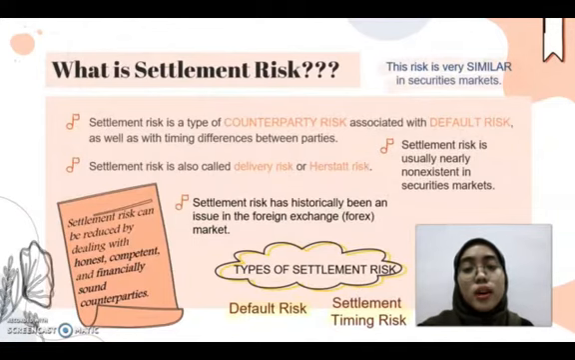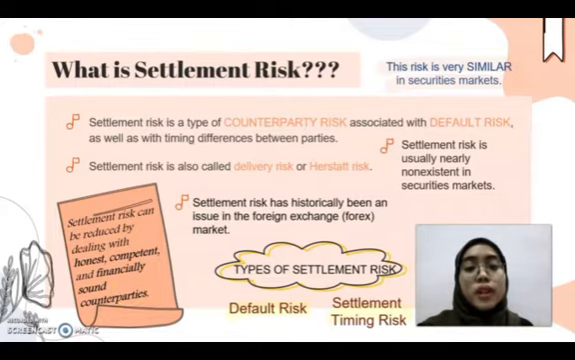Next is, what is settlement risk? Settlement risk is the possibility that one or more parties will fail to deliver on the terms of a contract at the agreed upon time. Settlement risk is a type of counterparty risk associated with default risk, as well as with timing difference between parties. Settlement risk is also called delivery risk or Herstatt risk.